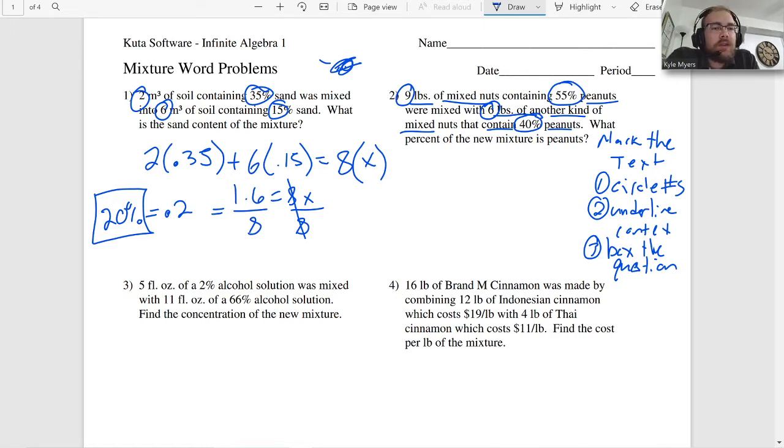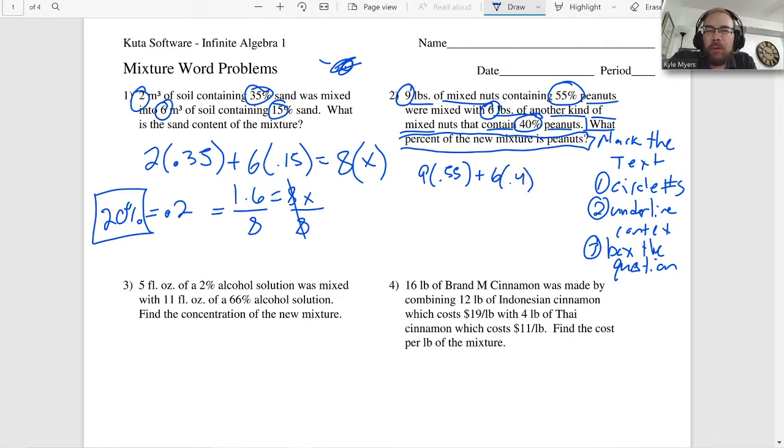Anyways, so circle numbers, underline the context, box the question. What do they want to know? What percent of the new mixture is peanuts? So number two is pretty much exactly like number one, right? 9 pounds containing 55% peanuts mixed with 6 pounds containing 40%.